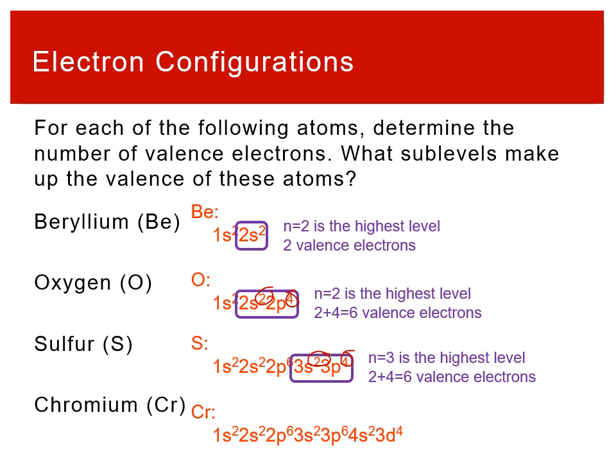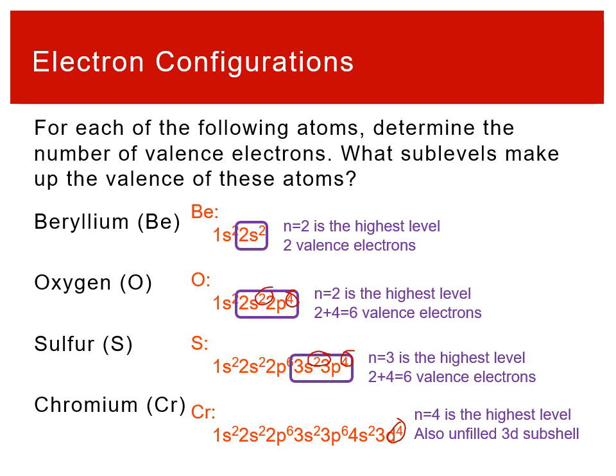Chromium: 1s2, 2s2, 2p6, 3s2, 3p6, 4s2, 3d4. There's a lot of electrons and a lot of different things. But again, we're focusing just on that highest level. Chromium is a transition metal. It shows up in the middle of the periodic table. So n equals 4 is the highest shell, but there's also a 3d that's unfilled. We can tell it's unfilled because we know that 4 is less than 10. A d can have a total of 10 electrons in there, but we haven't hit that. So it's open, it's unfilled.